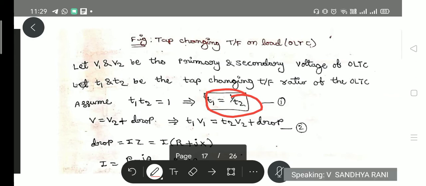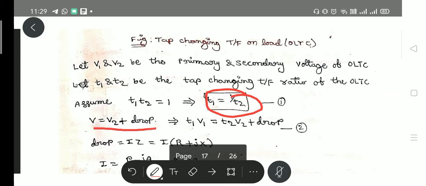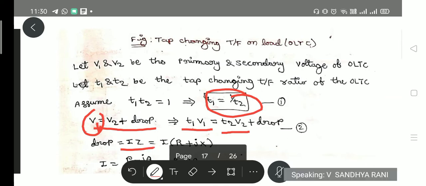V1 is equal to V2 plus drop. So from this, in place of V1 we can substitute T1 V1, and in place of V2 we can substitute T2 V2, giving T2 V2 plus drop. Here the drop is equal to I into Z, and Z means R plus jX.